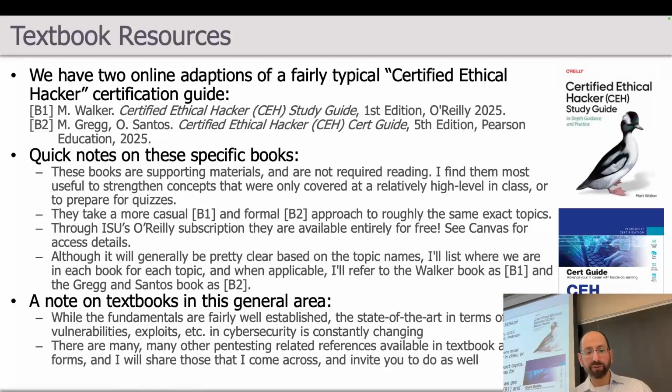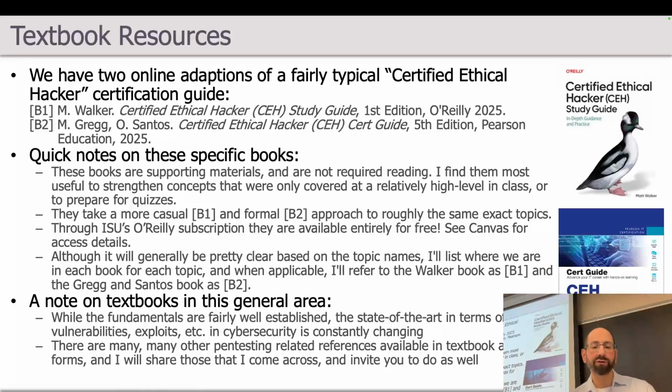A general note about textbooks in this area: fundamentals are relatively well established and not moving terribly quickly, but the state of the art in terms of tools, vulnerabilities, and exploits in cybersecurity in general, and in pen testing specifically, is constantly changing. It is not feasible for us in this class or for any textbook on this topic to truly be bleeding edge, in the sense of, here are some exploits that worked as of January of 2026. It's not really feasible. So we have to pick a snapshot in time. Certainly when you're writing a book, one has to do that. When creating a class, we have to do that as well and say, here is what is feasible given those assumptions.